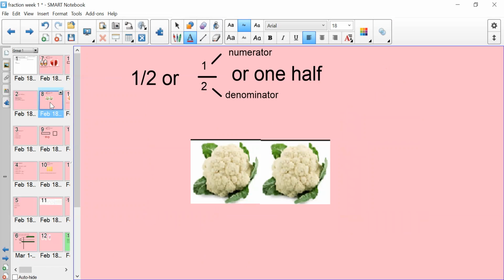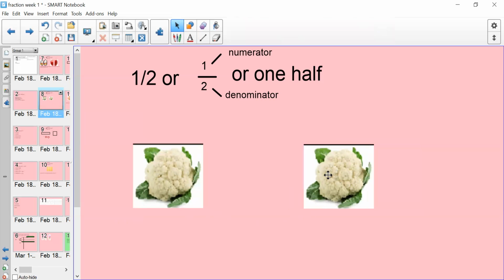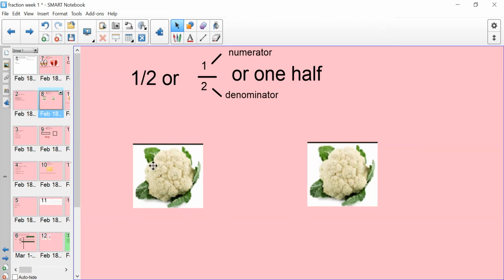Okay, so here we've got 2 cauliflowers. So they're 2 separate objects, and we can still cut this in half. So if we want to say what is half of 2 cauliflowers, we'd have to make sure that we split them into equal groups. So luckily there's 2, so we've got 1 on this side, 1 on this side. So a half of 2 will be 1.